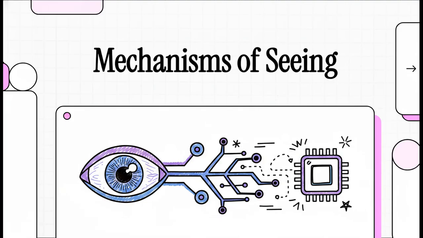Welcome to this explainer on the mechanisms of seeing. You know, when most of us think about our eyes, we usually imagine a pretty simple piece of biological hardware. Essentially a passive camera lens just capturing light and sending a raw video feed straight into the brain. But in Chapter 36 of his lectures on physics, Richard Feynman completely flips this idea on its head.